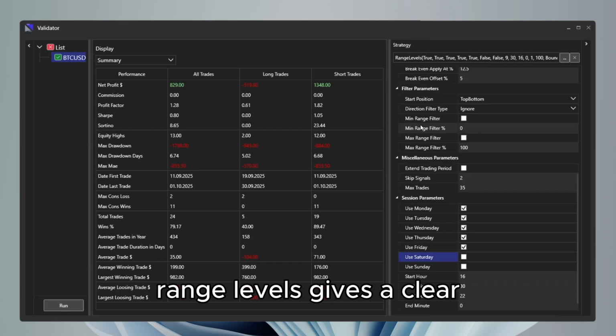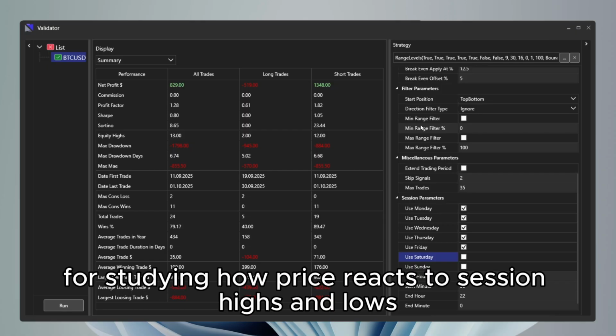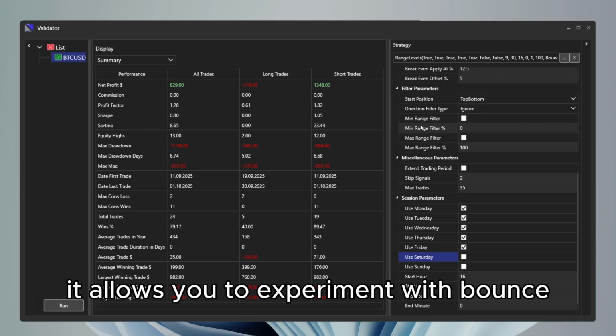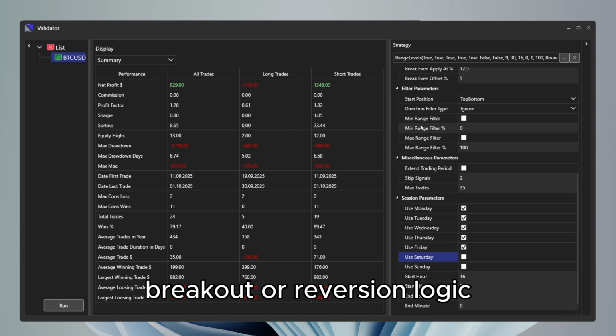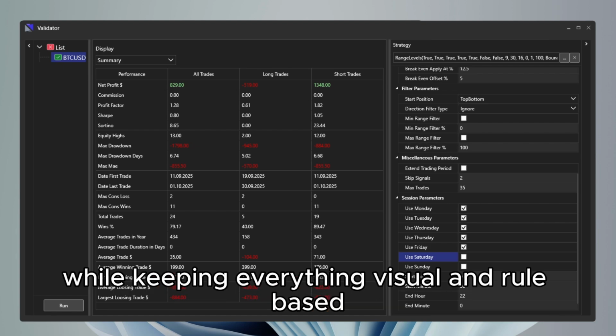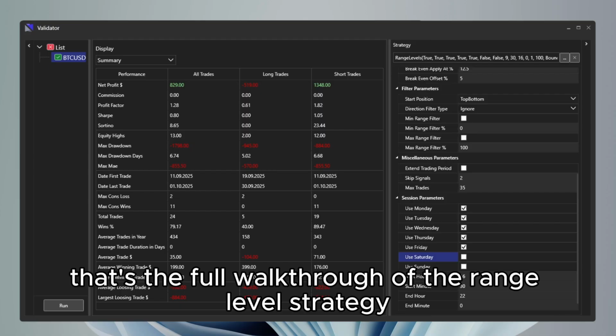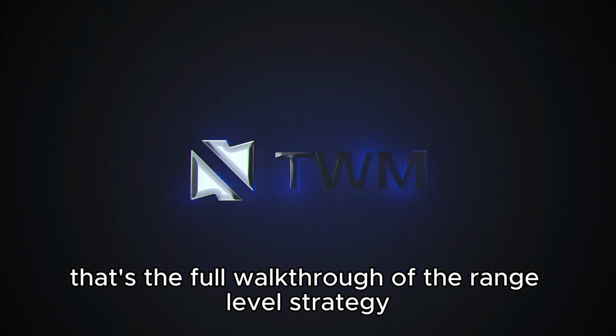Range levels gives a clear, time-based structure for studying how price reacts to session highs and lows. It allows you to experiment with bounce, breakout, or reversion logic while keeping everything visual and rule-based. Every parameter can be customized to fit your trading style. That's the full walkthrough of the range level strategy.